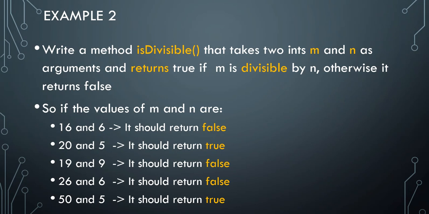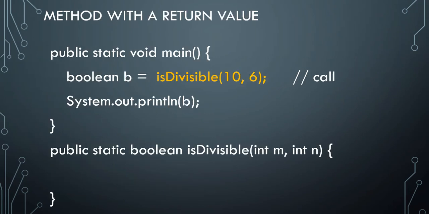Now you can see from the examples below, 16 and 6 it returns false, and the last one 50 and 5 it returns true. Now how are things going to change now? First of all, because this program is now returning something, we have written public static boolean, because it is returning a boolean value. Okay, because we already did that earlier. Otherwise the header remains the same, exactly the same.